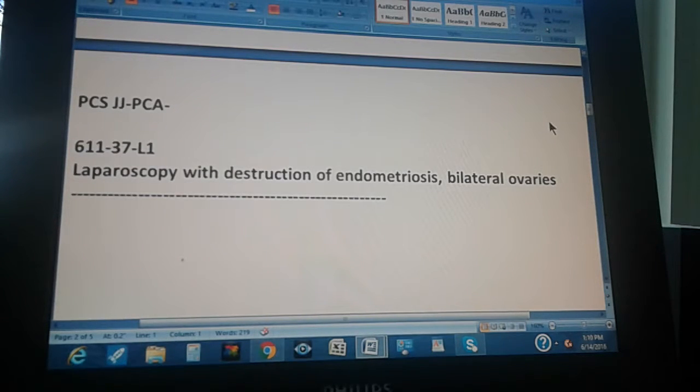PCS guidelines, page 611, exercise 37, a level 1 exercise, and it reads like this. Laparoscopy with destruction of endometriosis, bilateral ovaries. Right, it's a laparoscopy with destruction of endometriosis, and it's bilateral ovaries, meaning the 2 ovaries. Okay, so we're going to count to 3, so you can pause the video and give us the PCS code for this procedure. 1, 2, 3.